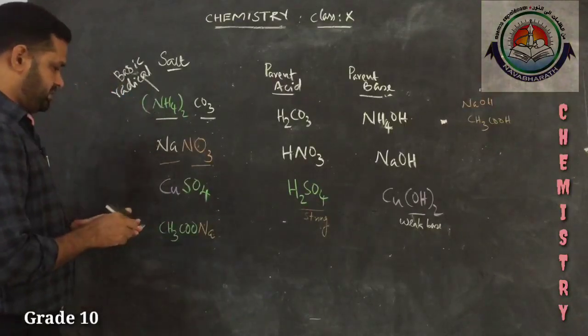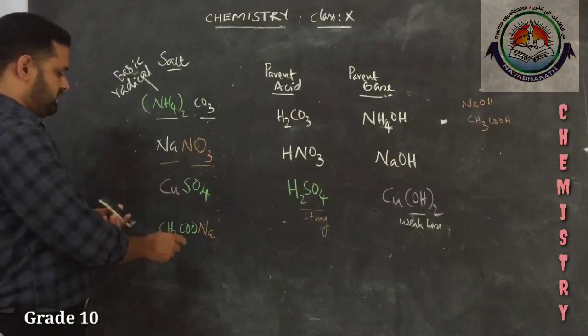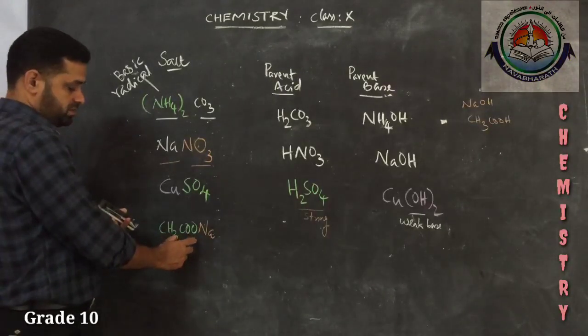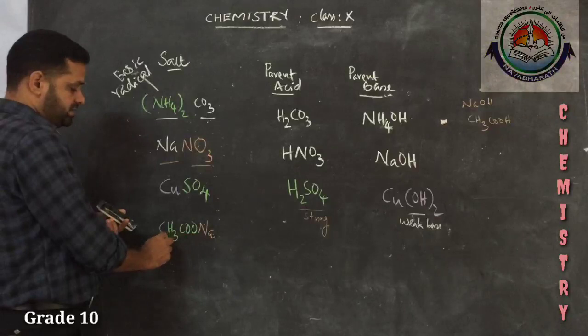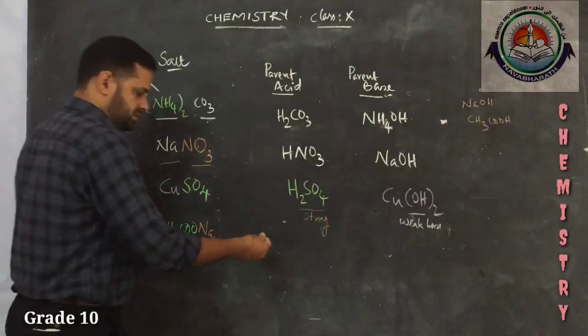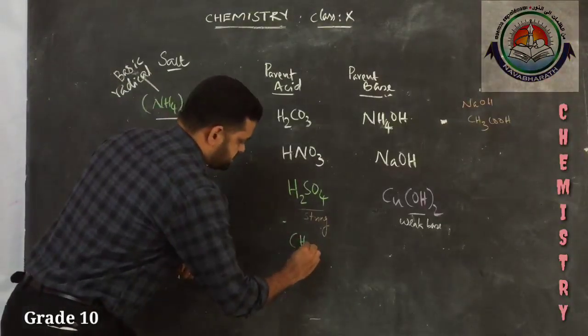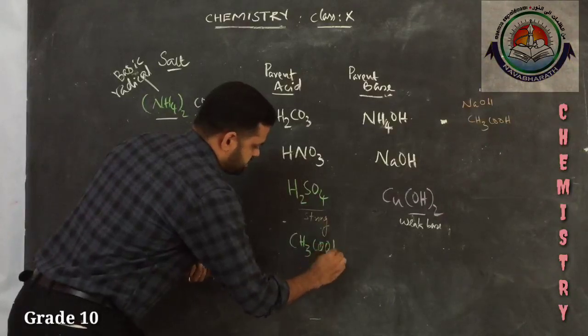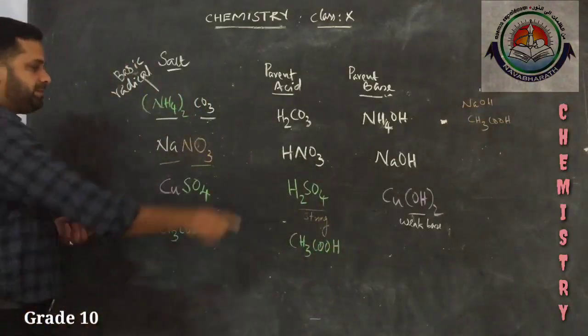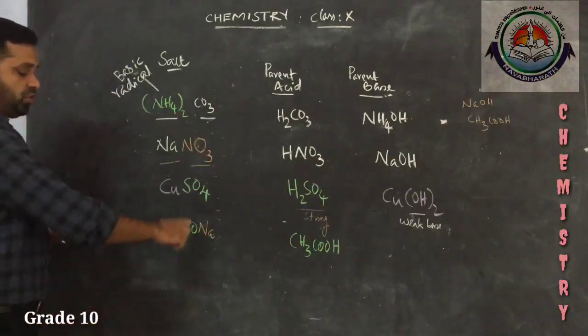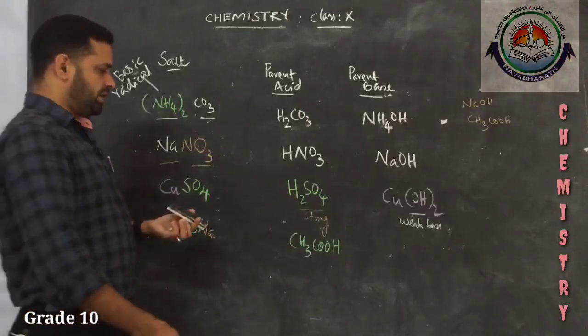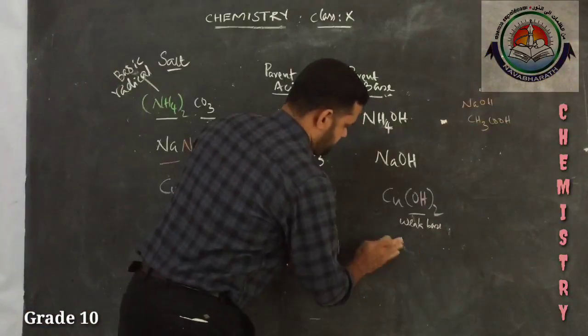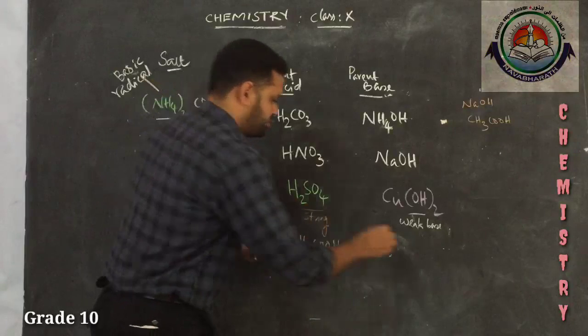So, which is the acid that is present in the salt? From which acid is it formed? That is CH3COOH, that is called acetic acid. This is the parent acid. And for sodium, the corresponding hydroxide is NaOH.